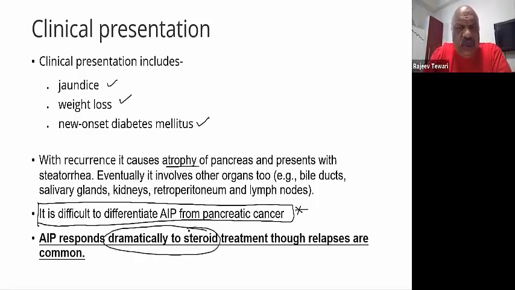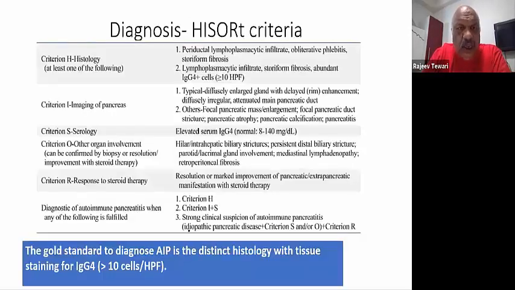Steroid is the drug of choice. You can give azathioprine, rituximab, and 6-mercaptopurine, methotrexate, all those drugs, but steroid is the main drug. Surgically, temporarily to relieve the obstruction, I can do stenting if there's jaundice or pancreatic obstruction, but that's only temporary. Now, for diagnosis, we have a criteria called HISORt criteria, where HISORt is just an abbreviation.